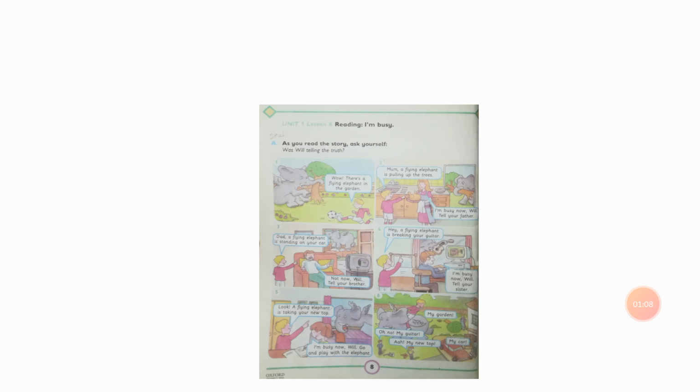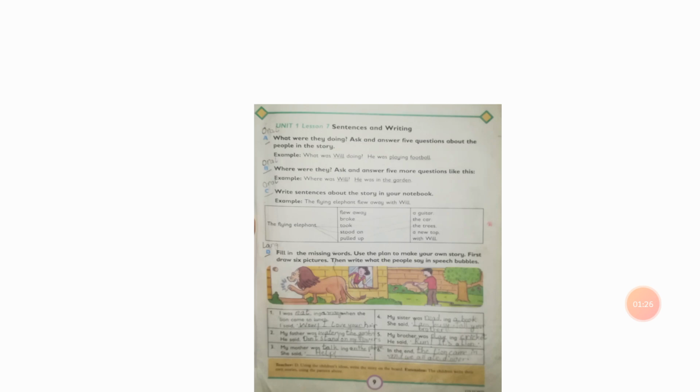Students, you can see a flying elephant in this story. Will told his mother, father and sister, but they thought he's telling a lie. An elephant broke all the things. Open your next page, page 9.